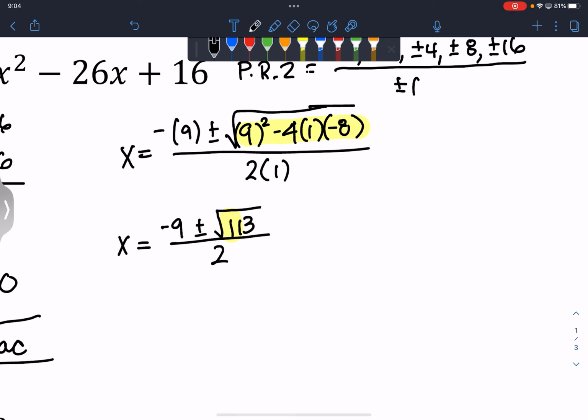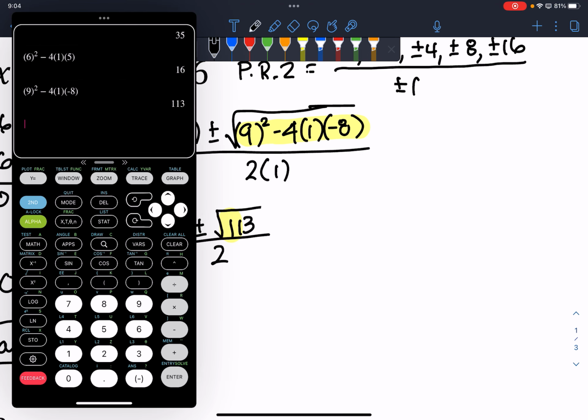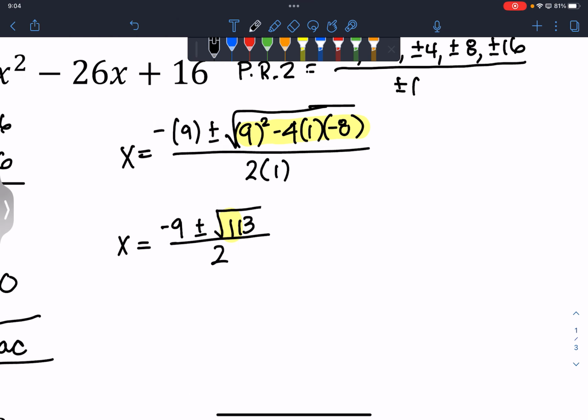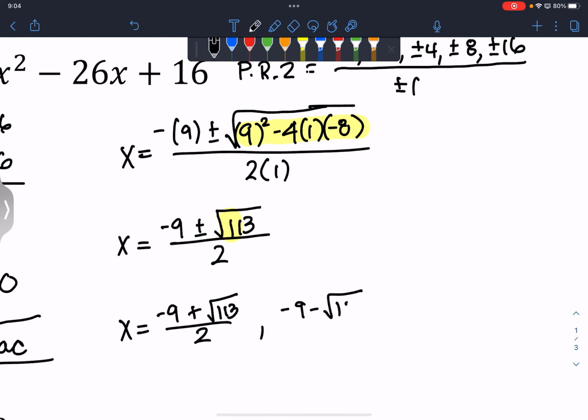Divided by 2. Well, 113 happens to be a prime number, so there's no way of simplifying this. And it's definitely not a perfect square. If I take the square root of 113, again, I get this irrational value, so we're not going to use that number there. And our answer is going to be negative 9 plus the square root of 113 divided by 2. And the other answer is negative 9 minus the square root of 113 divided by 2.